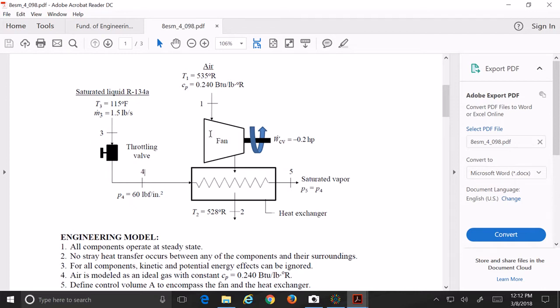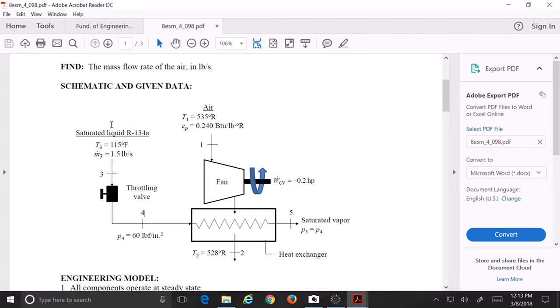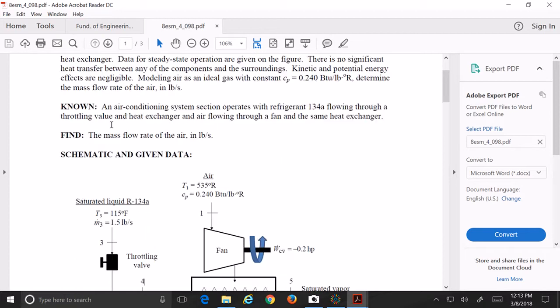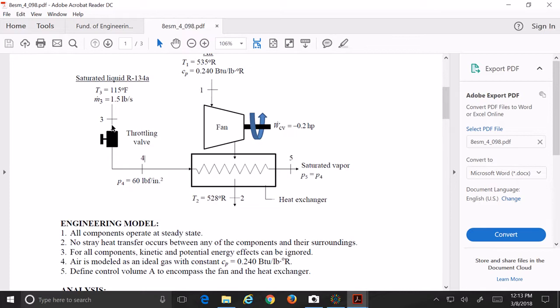Okay? We don't have it in the class notes, so add it if you want to the class notes. Write down for problem 98: a throttling device means that the enthalpy at point 3 is going to be the same as the enthalpy at point 4. I think that's the only thing you need to know about this problem.